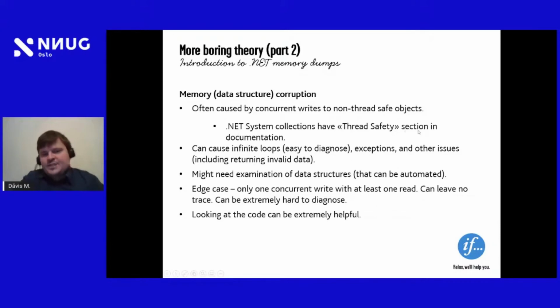Actually, .NET System Collections have a thread safety section in the documentation, and that's something I think is extremely valuable to always pay attention to and think whether this collection can or cannot be used for multiple threads at the same time. And in the worst case scenario, when there are several parallel writes to a non-thread safe object like a collection, it can corrupt the collection and it might do different things.